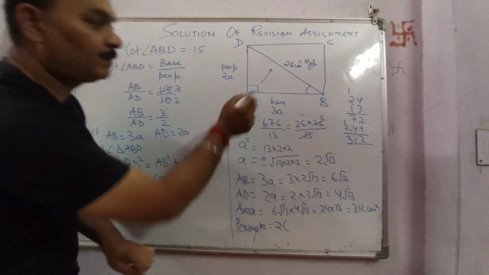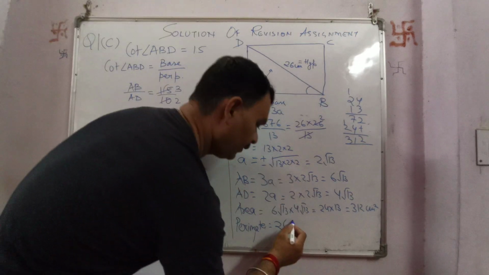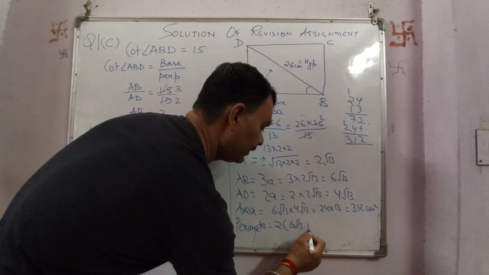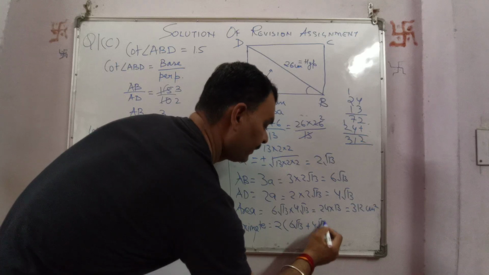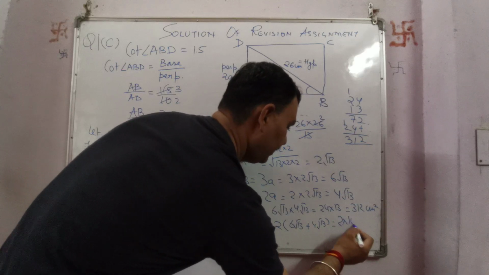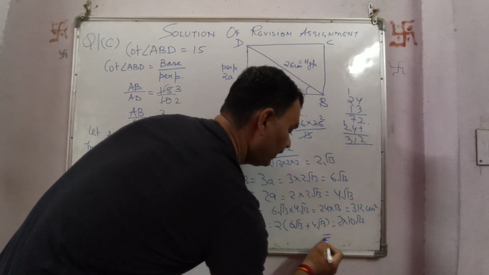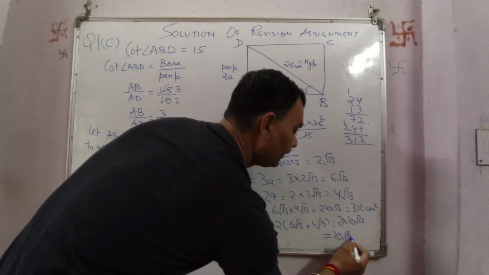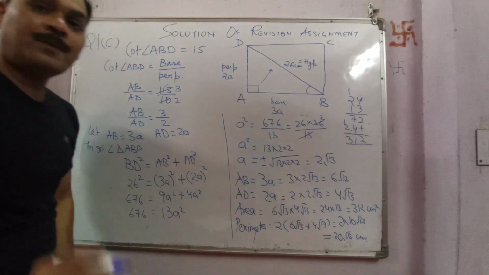For the perimeter, twice the sum of their adjacent sides. So twice 6 root 13 plus 4 root 13, which is equal to 2 times 10 root 13, or it is 20 root 13 centimeter. Now the mark distribution.